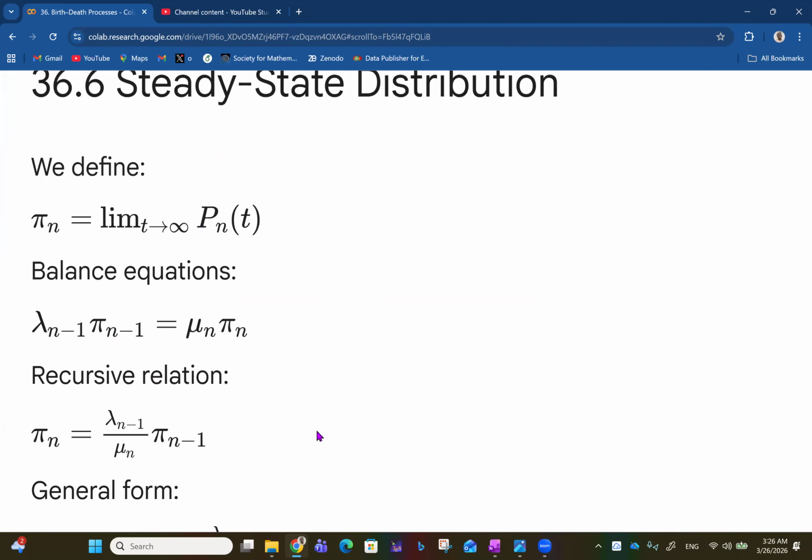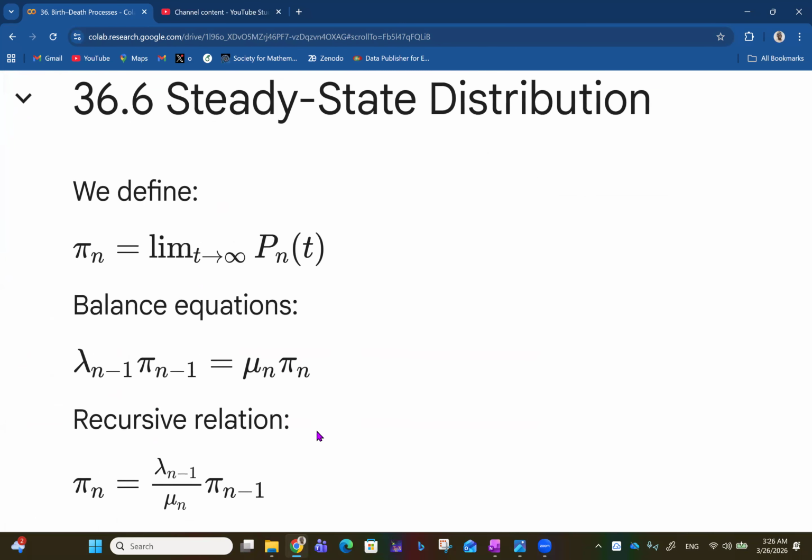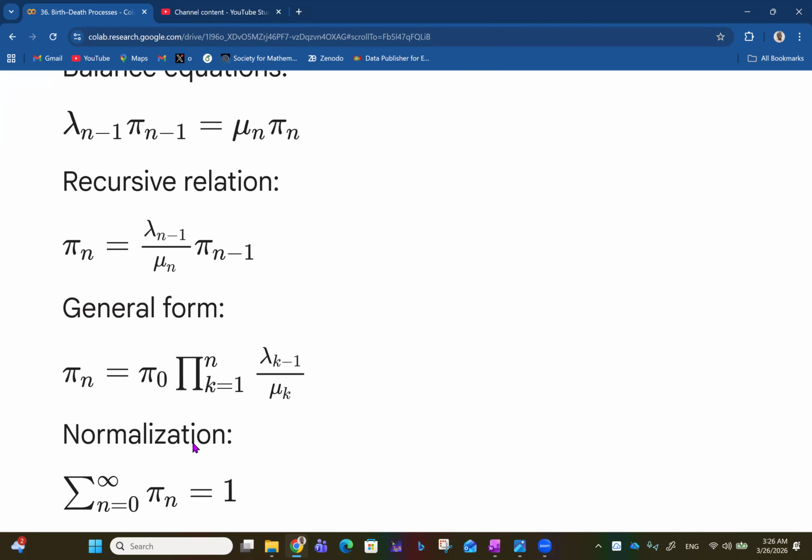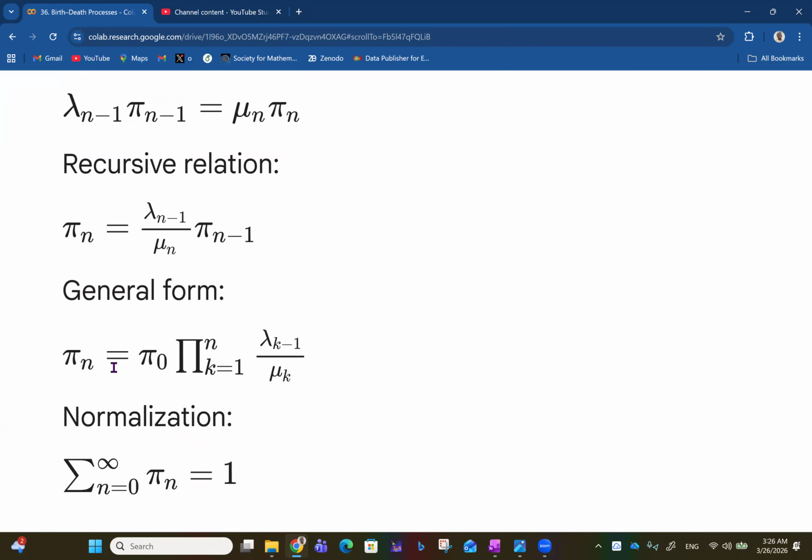Then we talk about the steady state distribution for birth-death processes. We define pi n to be the limit as t tends to infinity of the probability of the current state being n. Then we can balance the equations: lambda n minus 1 times pi n minus 1 equals mu n times pi n. This gives a recursive formula: pi n equals lambda n minus 1 over mu n, multiplied by pi n minus 1, for the steady state distribution of a birth-death process.